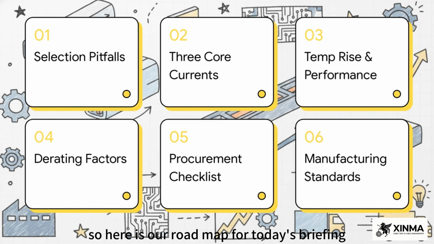So here is our roadmap for today's briefing. We're going to cover: 1. Busway selection pitfalls. 2. The 3 core currents. 3. Temperature rise and performance. 4. Environmental derating factors. 5. Our core procurement checklist. And finally, 6. Manufacturing and standards.